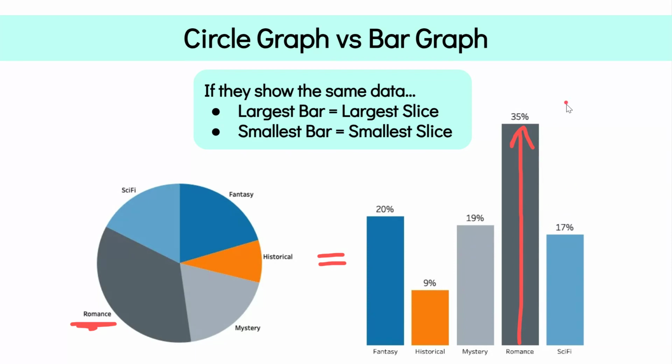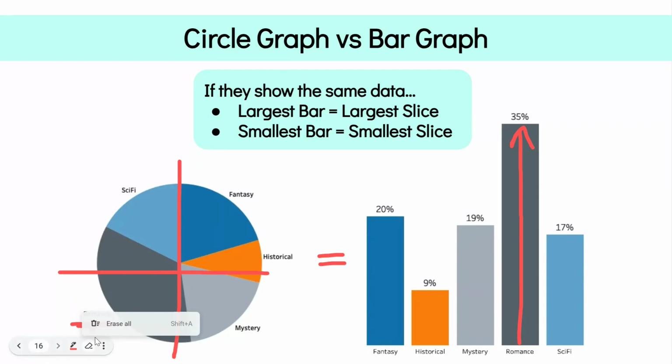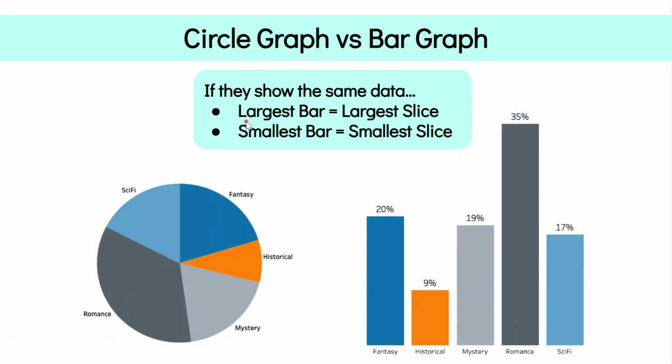Now, looking at the bar graph, it's hard to know that that's 35%. We could probably estimate that better on the circle graph, right? Using our half and quarter strategy here. But I just wanted to note that the largest bar would be the largest slice. The smallest bar will be the smallest slice.